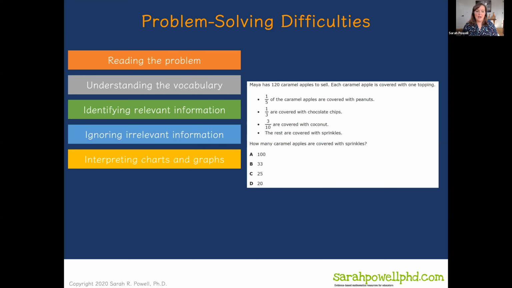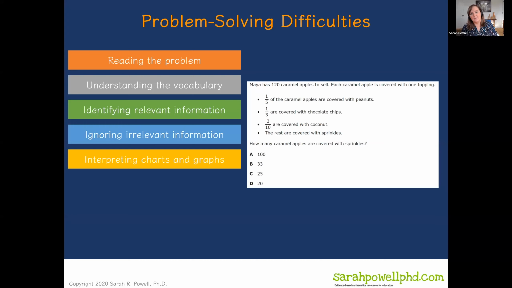And then along with that, can students interpret information presented in charts and graphs? We don't have an example of this with this problem, but there are many problems as we look at the word problems that students are asked to solve that do have an accompanying chart or a graph, and you have to get information from that chart or graph in order to solve the problem correctly.